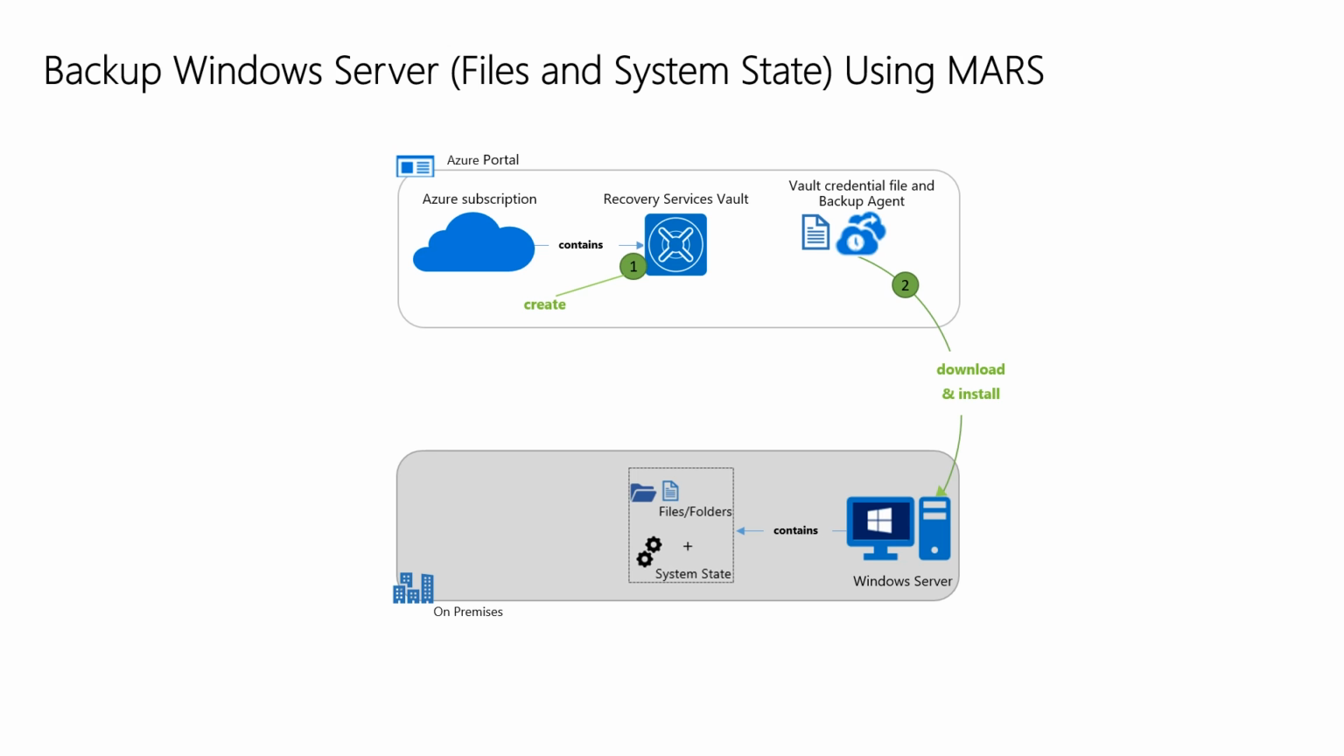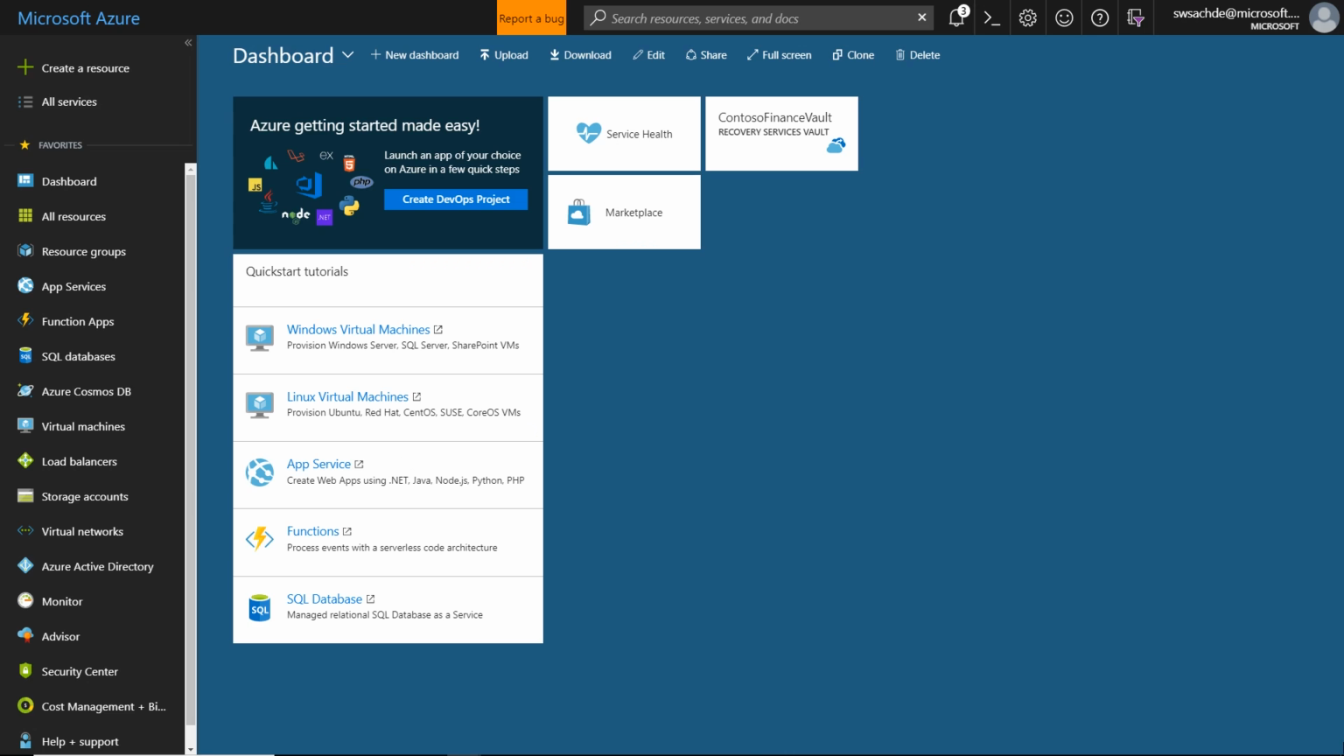Install the MARS Agent on your system. Next, register your server with the Recovery Services Vault using the Vault credentials downloaded in the previous step. And lastly, configure the backup policy such that the MARS agent initiates the backup from the server to the Vault. Let's switch to the demo now.